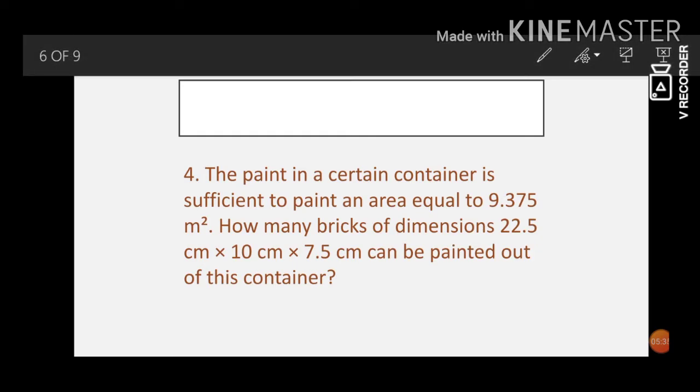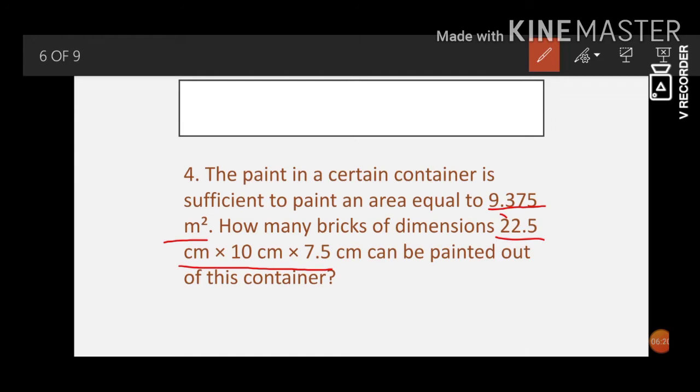Question number 4. In question number 4, it says the paint in a certain container is sufficient to paint an area equal to 9.375 meters square. How many bricks of dimension 22.5 centimeter into 10 centimeter into 7.5 centimeter can be painted out of this container? That means the dimension of one brick is given, and from the container the total area that can be painted is provided.